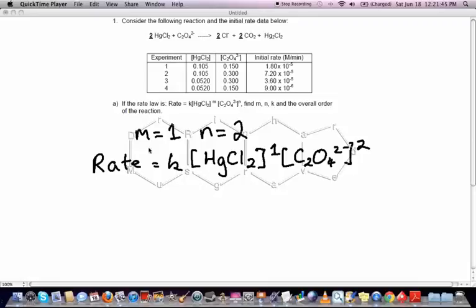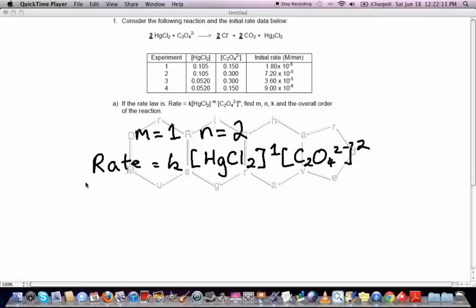Alright, in finding k, what we can do is recognize that k is going to be the same for any experiment that we choose here. It might not be exactly the same, but it'll certainly be in the ballpark. So it doesn't really matter which experiment I choose to substitute values in. If I just go ahead and choose experiment 1, it's just a matter of throwing in these values and then calculating k and isolating it. So let's see what we can do here.